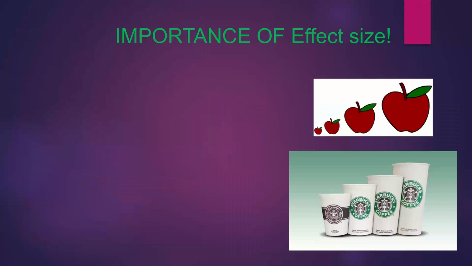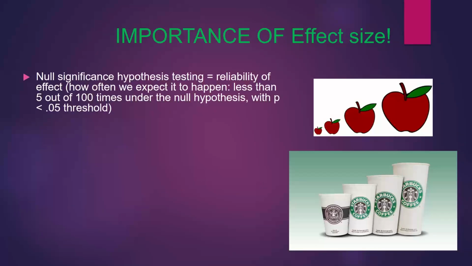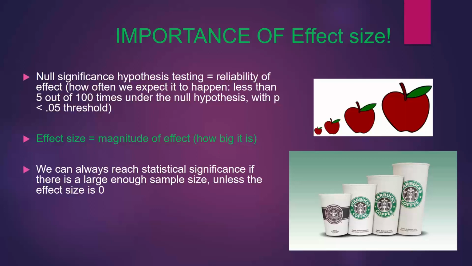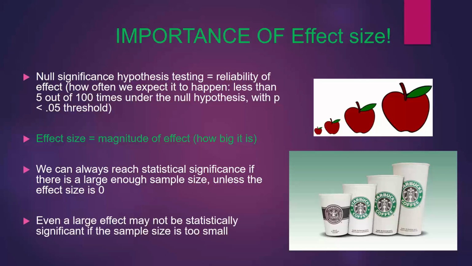Let's talk about the importance of effect size. So null hypothesis significance testing reflects the reliability of an effect. So how often we expect it to happen. With P less than 0.05, that's less than 5 out of 100 times under the null hypothesis. So effect size is the magnitude of the effect, so how big it is. So we can always reach statistical significance if there is a large enough sample size, unless the effect size in reality is truly zero. So even a large effect may not be statistically significant if the sample size is too small. This is tricky.